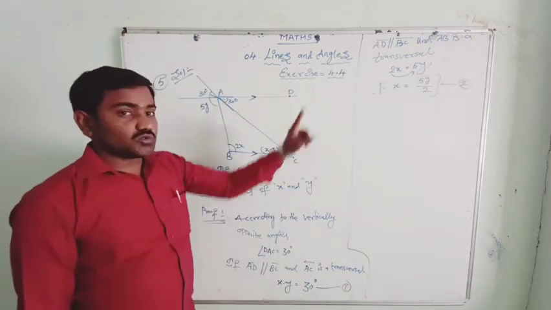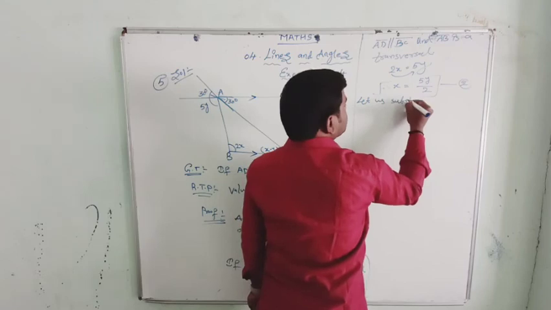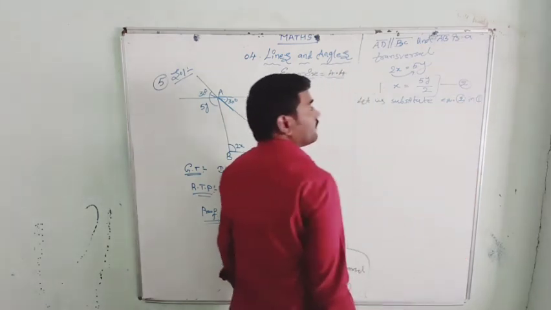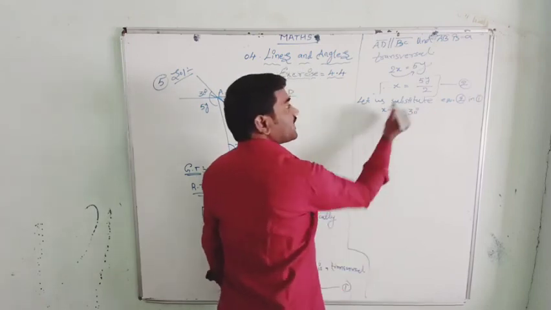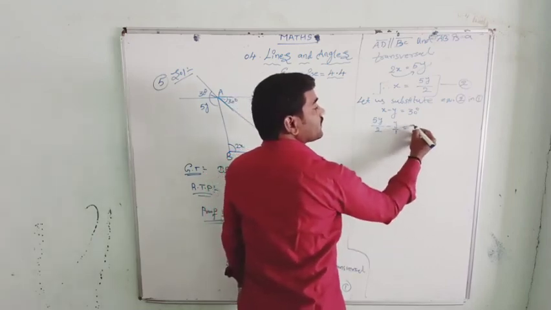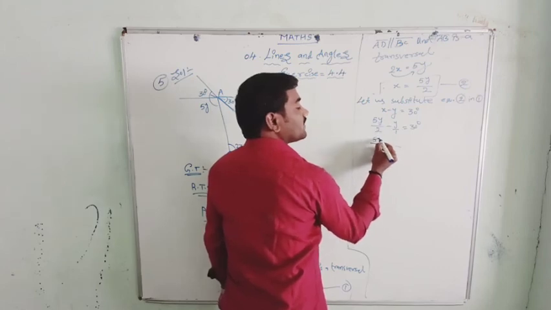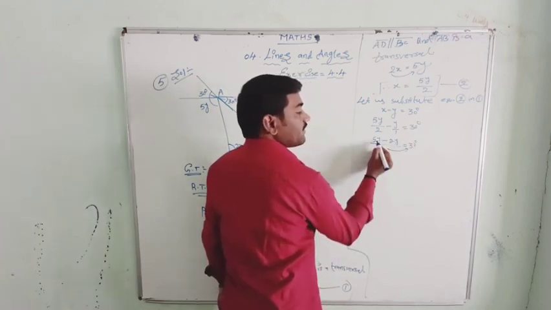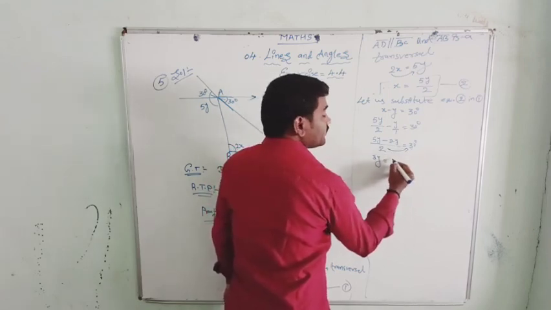Let us substitute equation number 2 in 1. What is 1? x minus y equal to 30 degrees. When the x value is 5y by 2, minus y, I will write as y by 1, that equals 30 degrees. Here we take the cross multiplication: 2 ones are 2, 1 into 5y is 5y, minus 2 into y is 2y, equal to 30 degrees. This 2 will transfer to this side. 5y minus 2y is 3y, equal to 2 into 30 degrees.